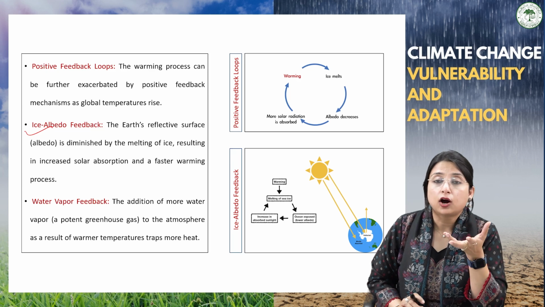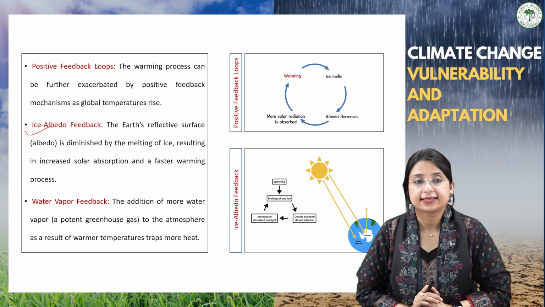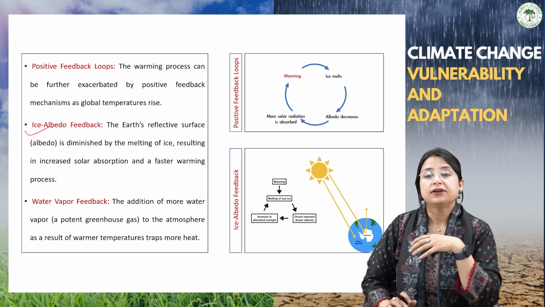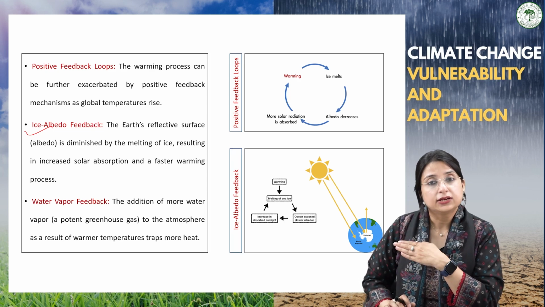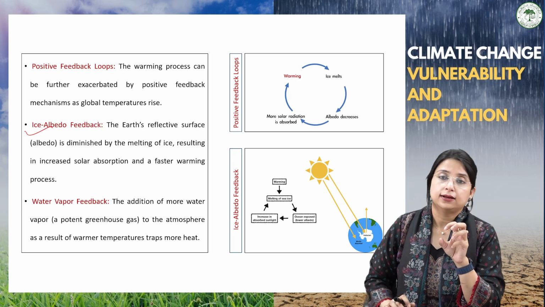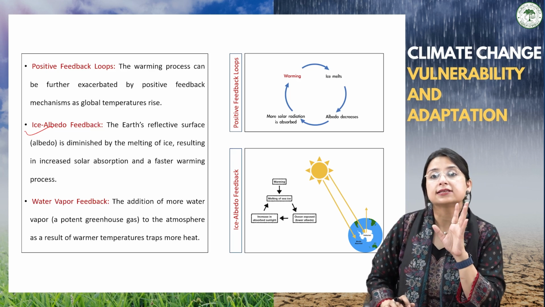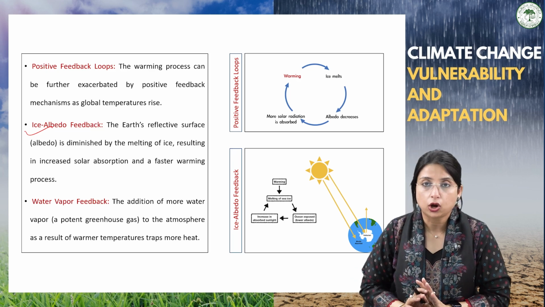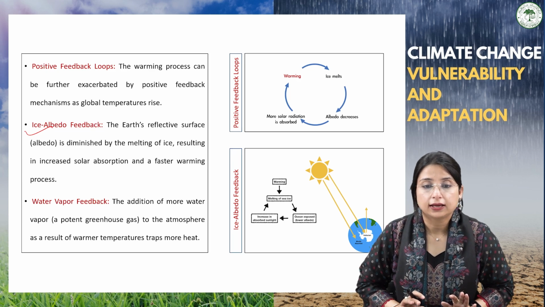Many times the thawing of permafrost is also given as an example of positive feedback, because thawing of permafrost releases a huge amount of methane which is trapped in the permafrost. Methane is a greenhouse gas. Again, it will increase the absorption of radiated energy from the earth's surface, thus increasing the temperature. The increase of temperature again leads to permafrost thawing, and this process continues, which is known as a positive feedback loop.